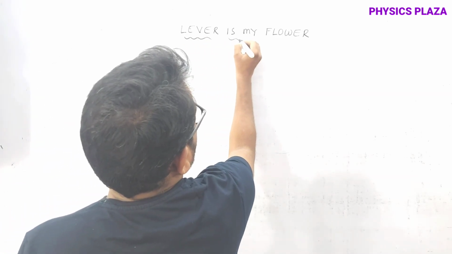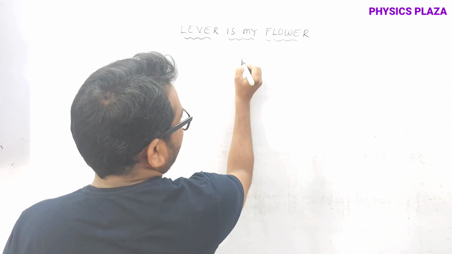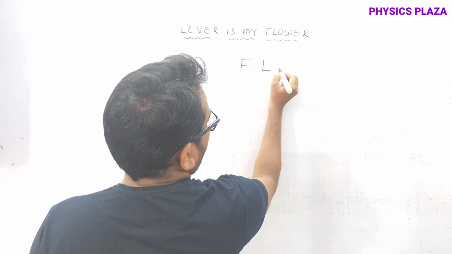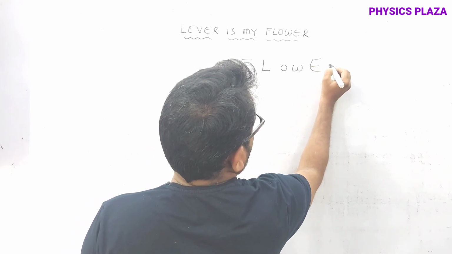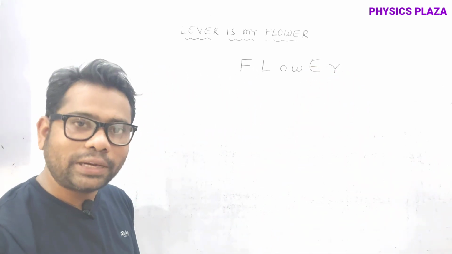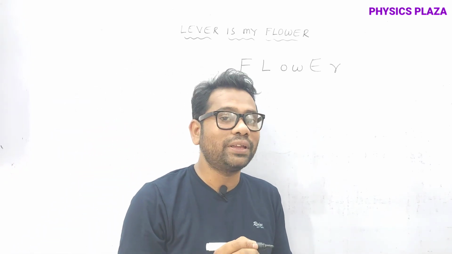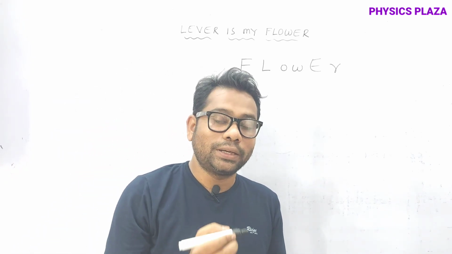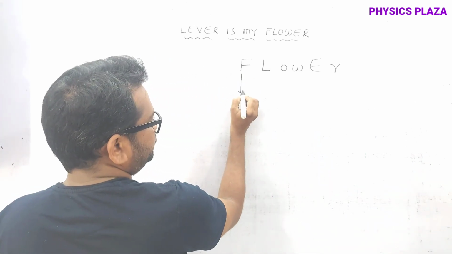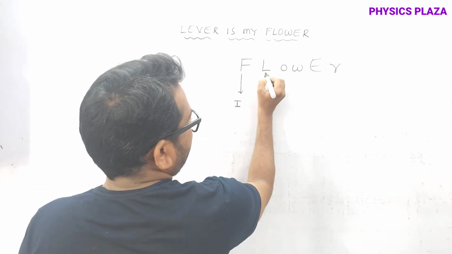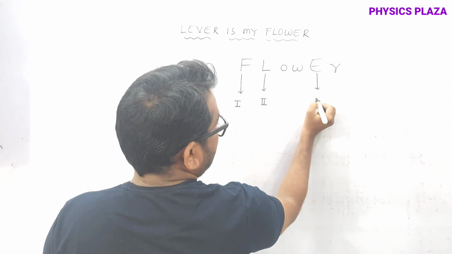Children, now let us see: lever is my flower. Let me write it like this: F L O W E R, flower. Can you write it like this? Capital or small, you can leave that. Let us see how we are going to remember all the classes of levers in an easy manner. This one is the class 1 lever, this is the class 2 lever, and this is the class 3 lever.